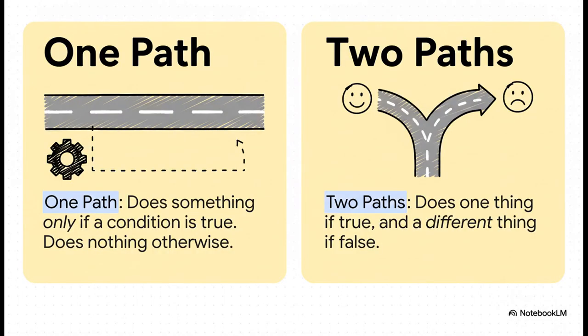This slide really shows that leap perfectly. On the left, with a simple if, you've got just one path. The program does something only if the condition is true, and does absolutely nothing otherwise. But on the right, with if-else, you have two paths. It's a true fork in the road, and you are guaranteed an outcome, which is a huge step up when you're trying to create smarter logic.